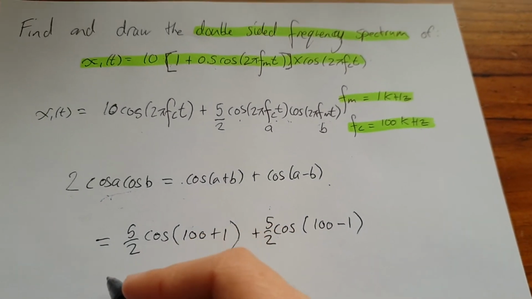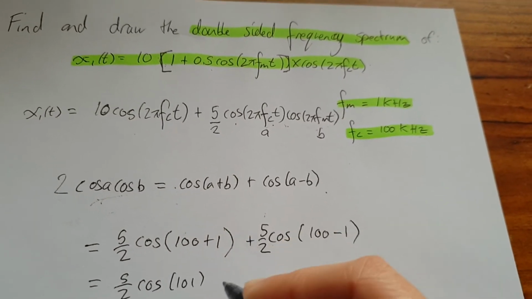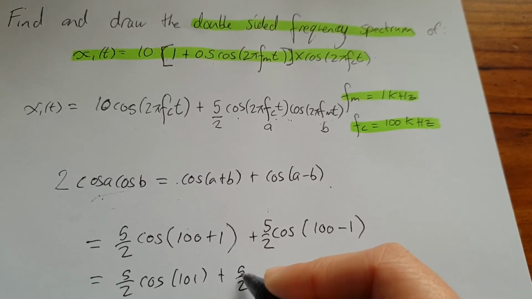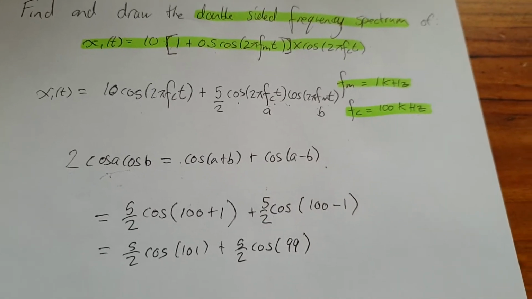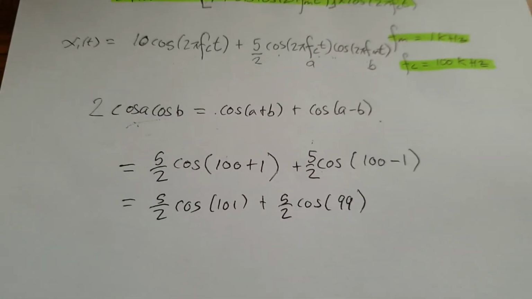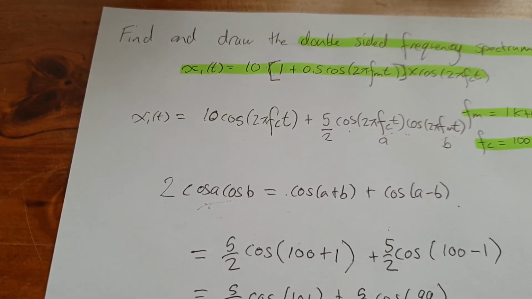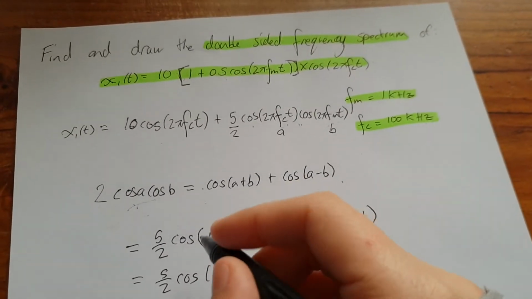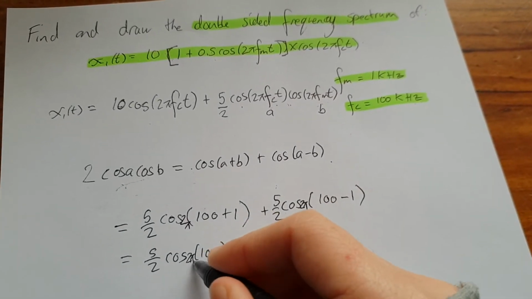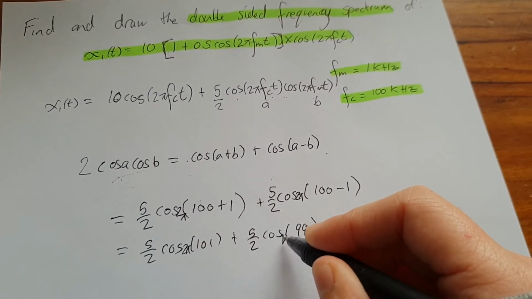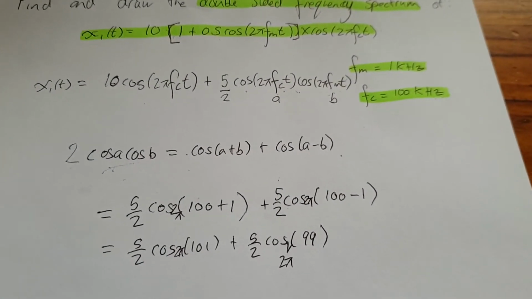Let's write this out again with it simplified. So 5/2 cos 101 and 5/2 cos 99. Don't forget it's in kilohertz, we're just doing this bit of shorthand. And the 2 pi is there, it doesn't matter a whole bunch in this analysis, but it's still important to have it there.